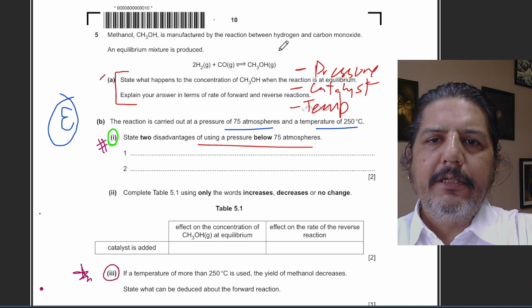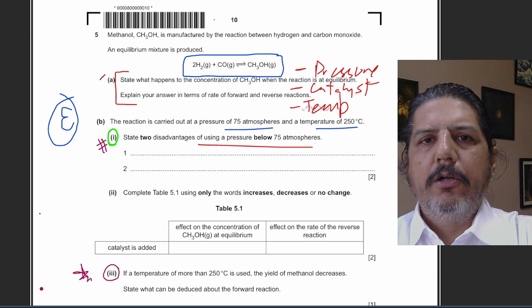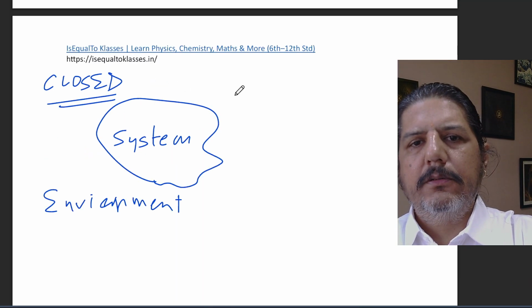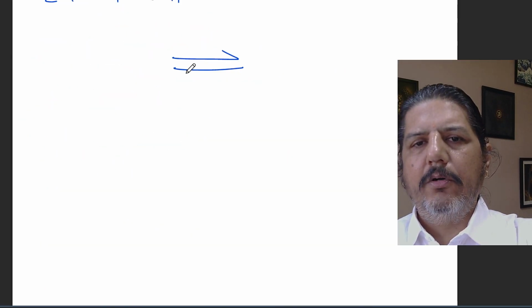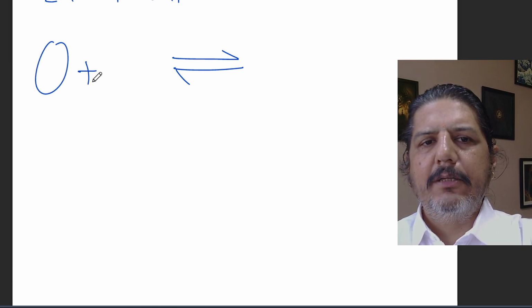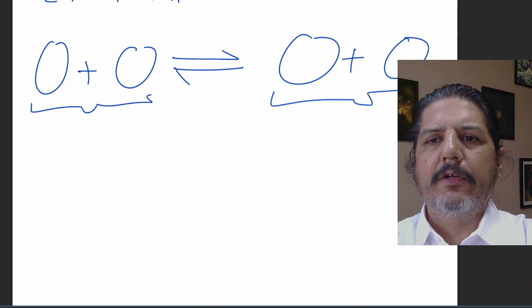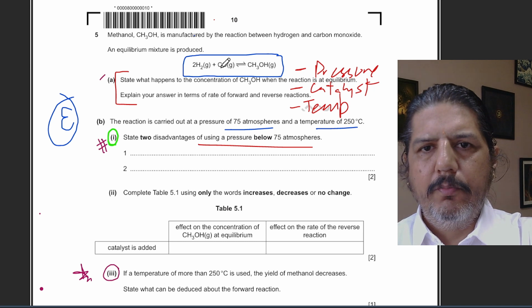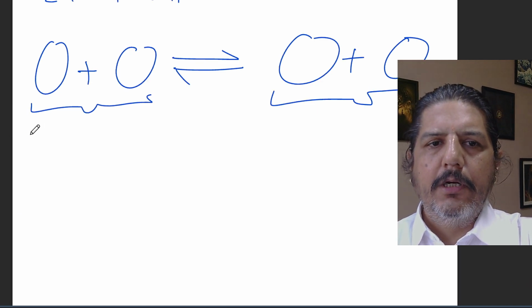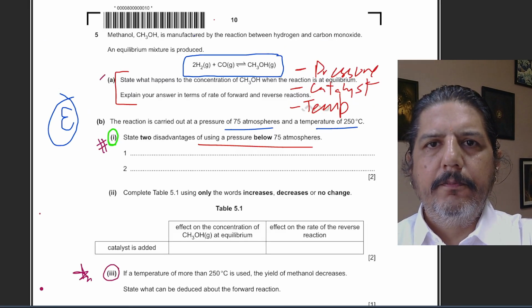Now, there's something about pressure that you need to understand. Whenever they ask you anything about pressure, the main thing you need to do is look at the number of moles on the left hand side of the equilibrium and on the right hand side of the equilibrium. So something plus something forms something plus something. Always look at the number of moles. For example, in this reaction, if we look closely, 2 plus 1 is 3. This is a 1. So on the left hand side, you have 3 moles, and on the right hand side, you have 1 mole.